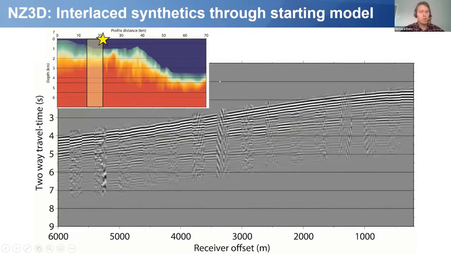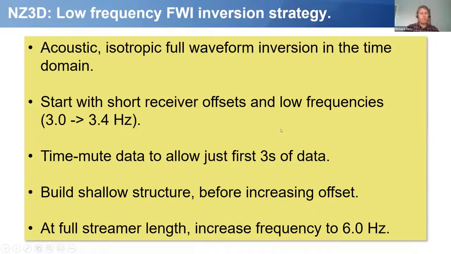And then towards the shore, it still matches pretty well. Obviously, the short offsets are matching really well within 180 degrees of phase. And then at the longer offsets, there's a bit more misfit. So now that we have the appropriate starting model, we can go to our inversion.